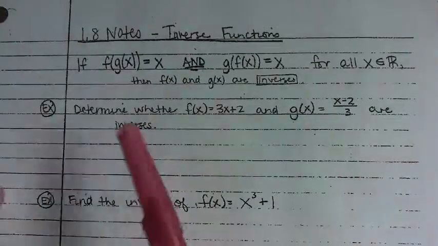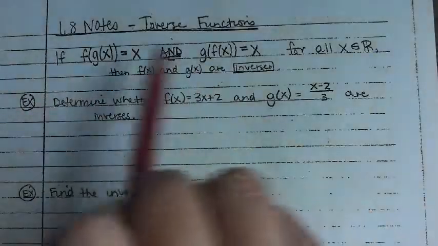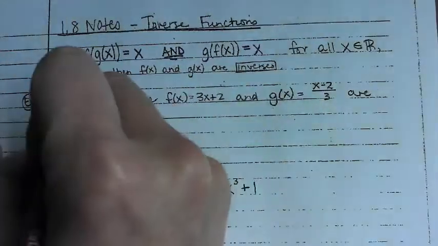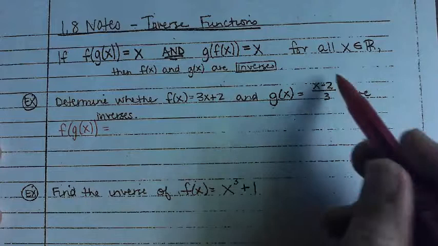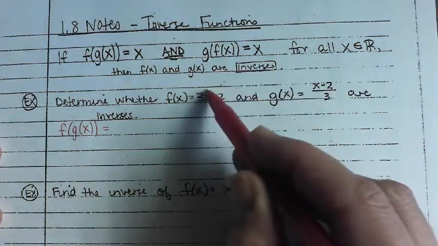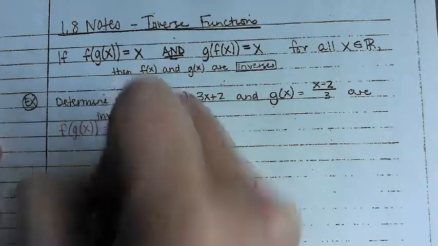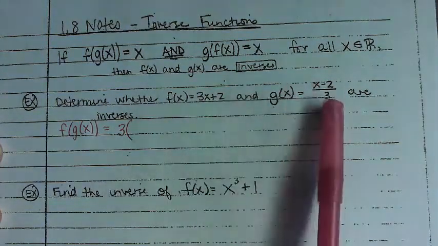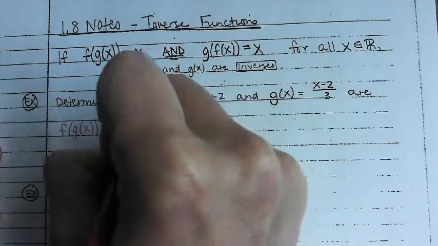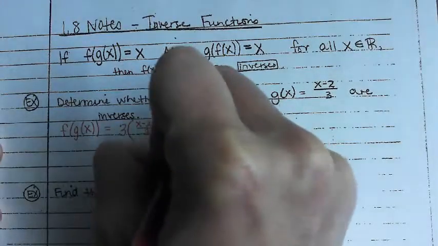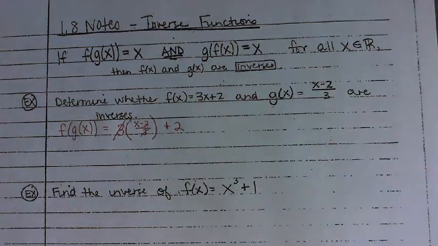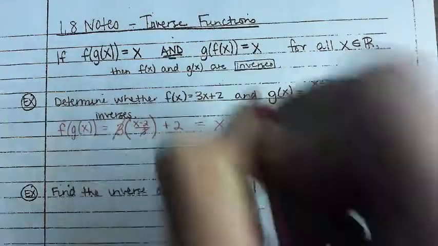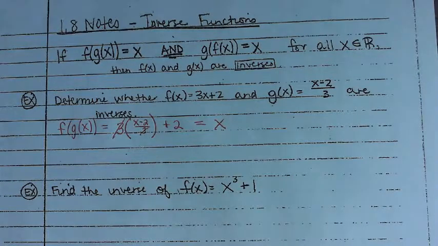So on the first example, if we were using this definition to prove it, we would first have to do f of g of x, which would be taking this g of x function and plugging it into the f. So that would be 3 times, and we're going to replace the x here with x minus 2 over 3, plus 2. And then you simplify that. So the 3 times the fraction is just going to cancel out the denominator. You have x minus 2 plus 2, which is just x. So that direction of it works.